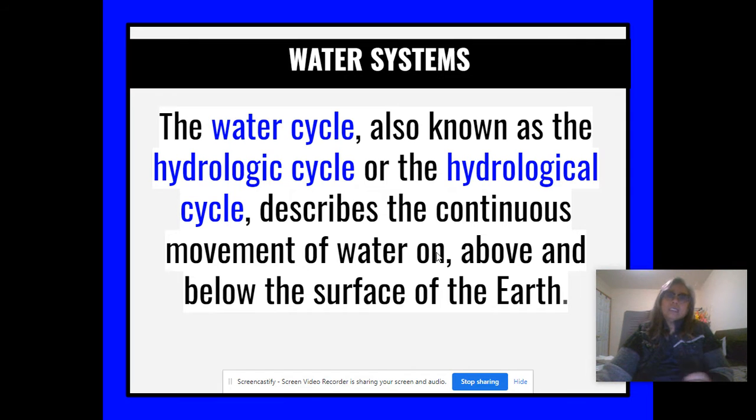Now, the water cycle is also known as the hydrologic cycle or the hydrological cycle and describes the continuous movement of water on, above, and below the surface of the earth.